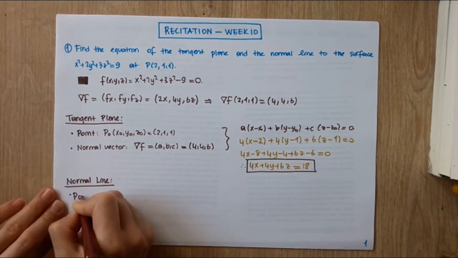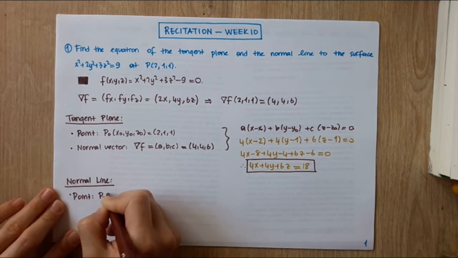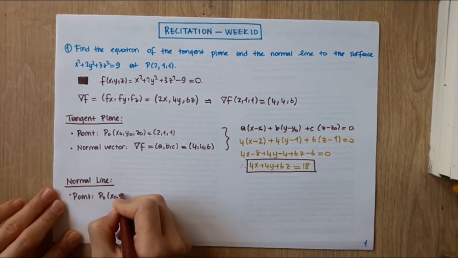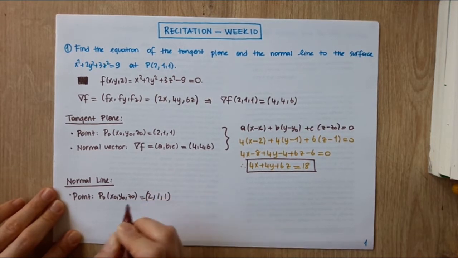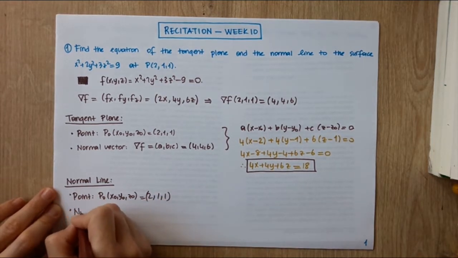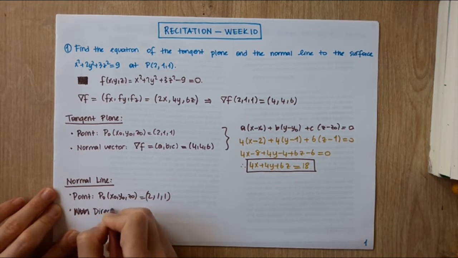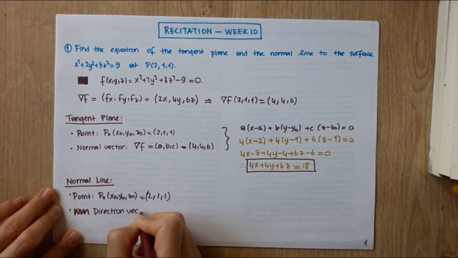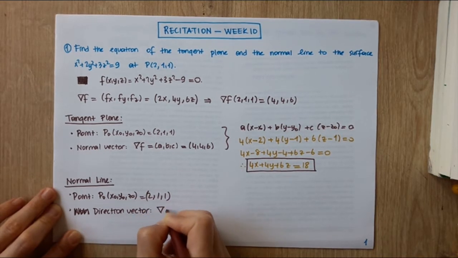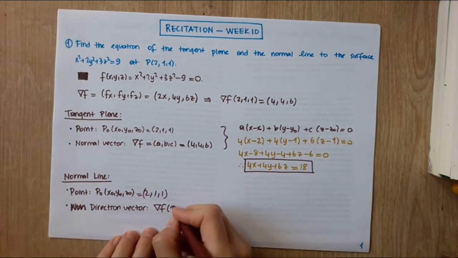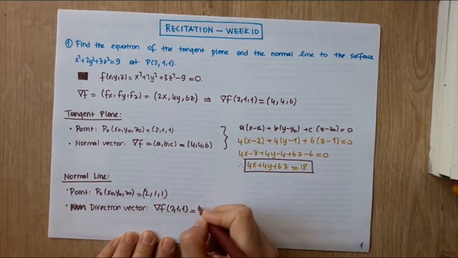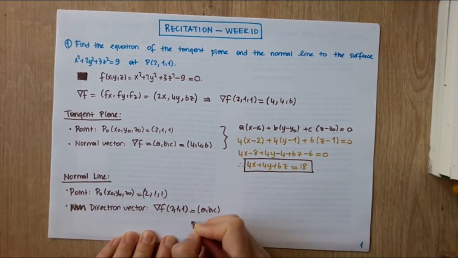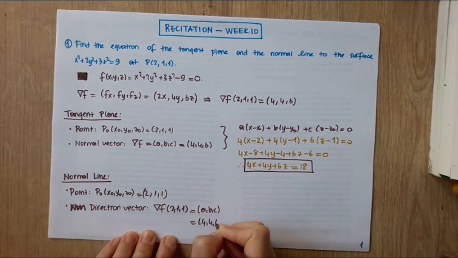Now let's find the normal line. Again, I need a point, and it is given as 2, 1, 1. And also I need a normal vector, sorry, not normal, direction vector. And we know that this direction vector is the gradient of f evaluated at 2, 1, 1, like in this case. So it is again a, b, c, which is 4, 4, 6.